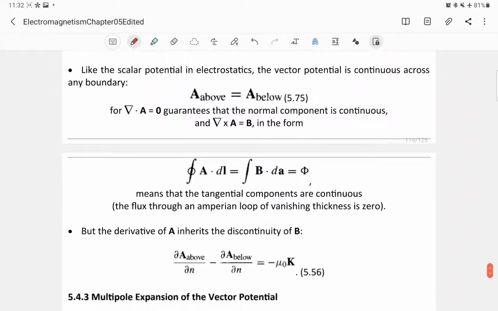So just like the scalar potential in electrostatics, the vector potential is continuous across any boundary. So the vector potential is continuous at any boundary. So both the perpendicular and the tangential components of the vector potential are continuous.